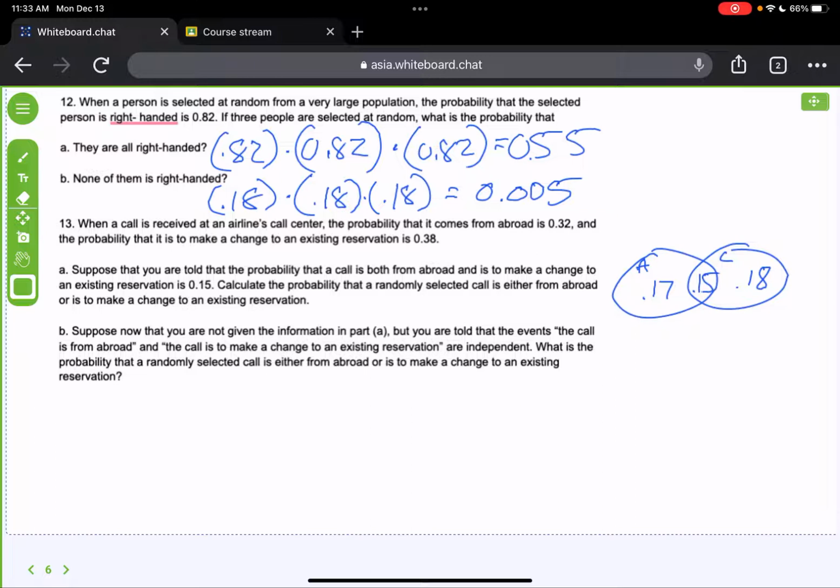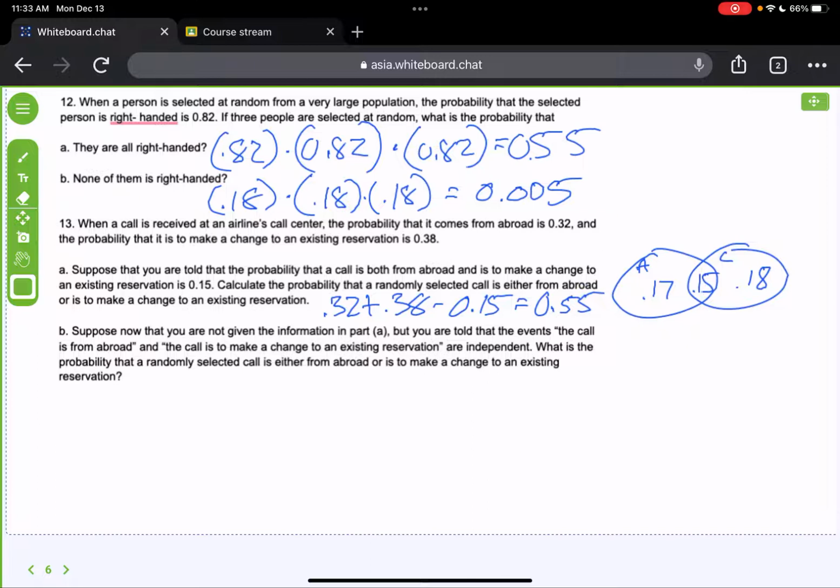Now B says, oh wait, did we answer A? Calculate the probability that the randomly selected call is either from abroad or to change. Okay, so what we have to do here for A is say 0.32 plus 0.38, and then we would subtract the 0.15, and that would give us 0.55.